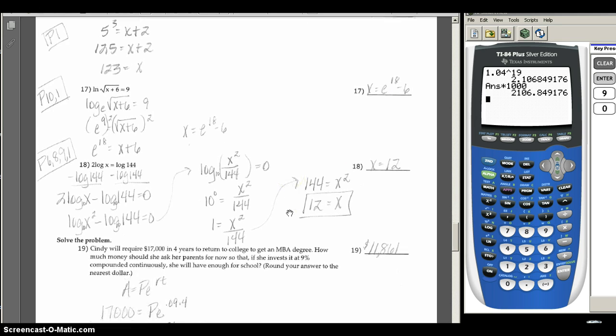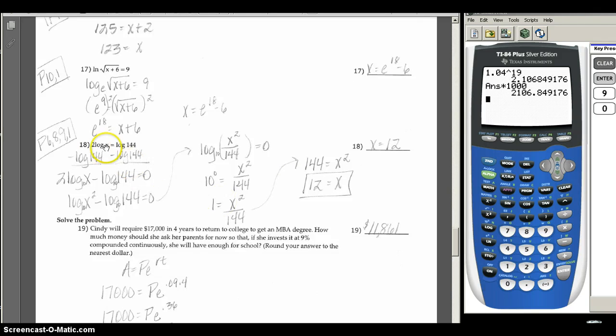Number 18. Since I had logs on both sides, I wanted to get them both on the same side. So I subtracted log 144 from both sides, and I got 2 log x minus log 144 equals 0. You see I kind of penciled in my 10, because remember, if it just says log and there's no base, you assume base 10. So I just kind of did that as a visual cue for myself.